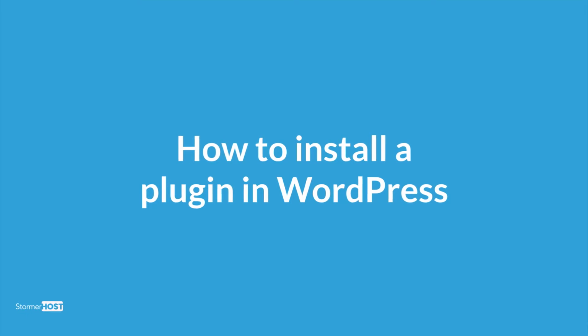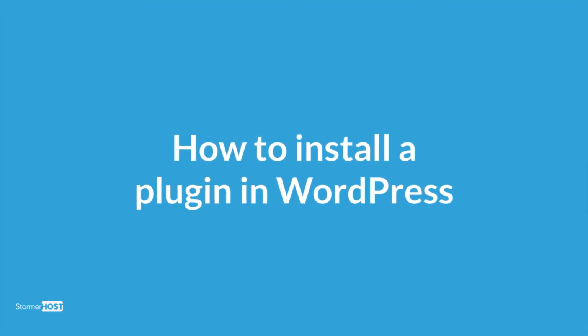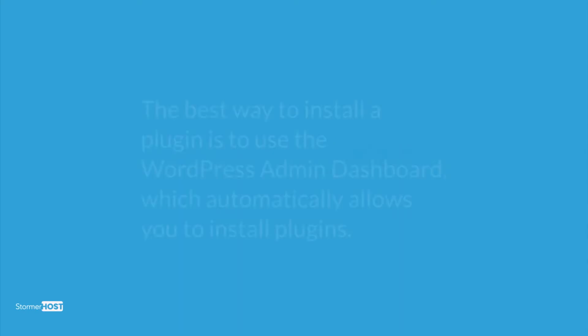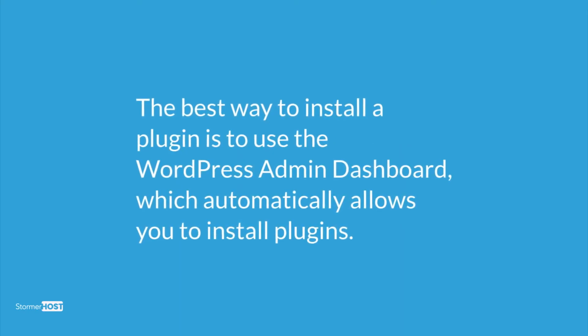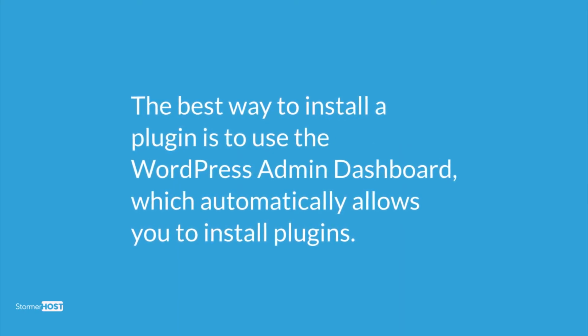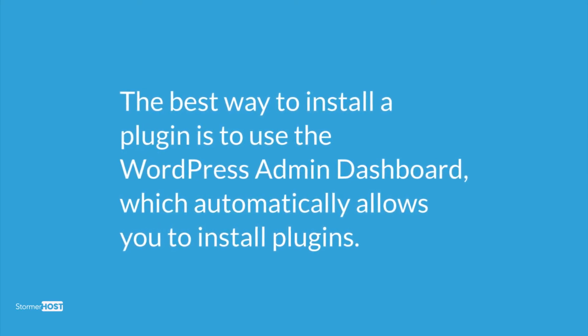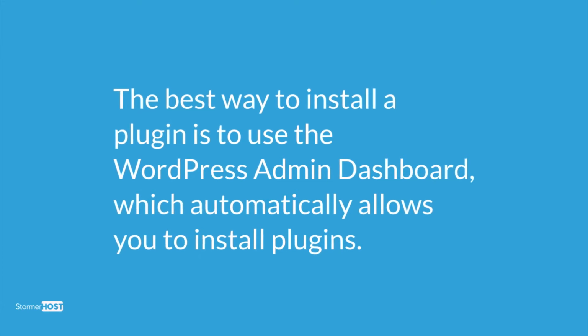Let's begin on how to install a plugin in WordPress. You can install a plugin in WordPress in several ways. The best way to install a plugin is to use the WordPress Admin Dashboard, which automatically allows you to install plugins. Log into your WordPress Admin Dashboard.